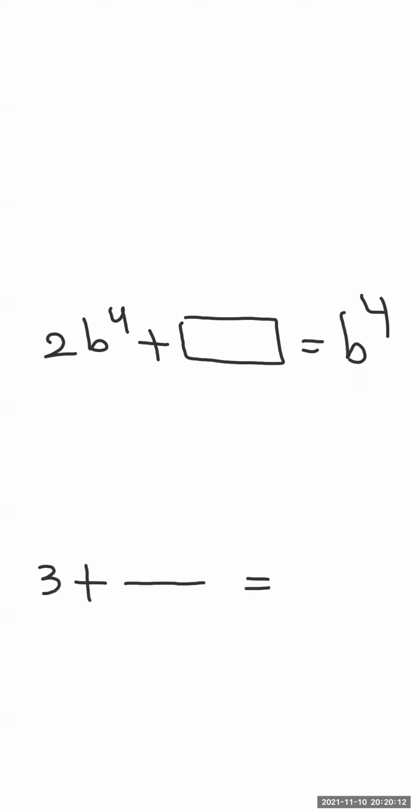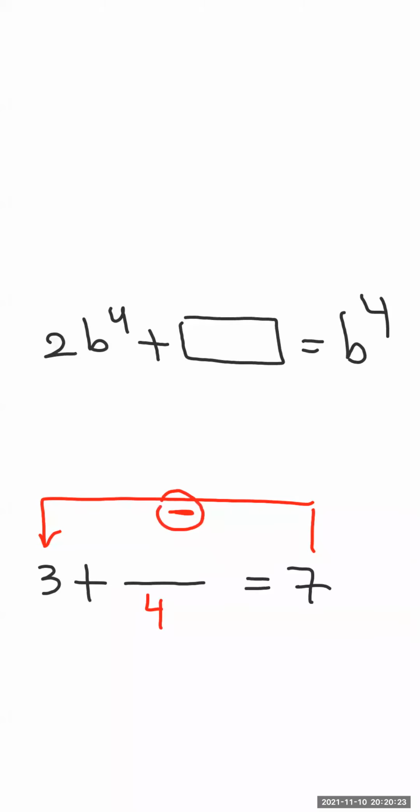2b to the power 4 plus a value here equals b to the power 4. Okay. 3 plus number equals 7. So of course this number will equal 4, correct? How did I get that number? It's 7 minus 3. So b to the power 4 minus this term. So b to the power 4 minus 2b to the power 4. So it will be negative b to the power 4.